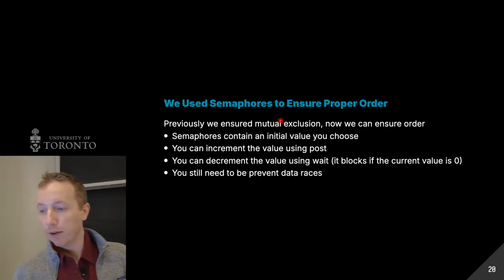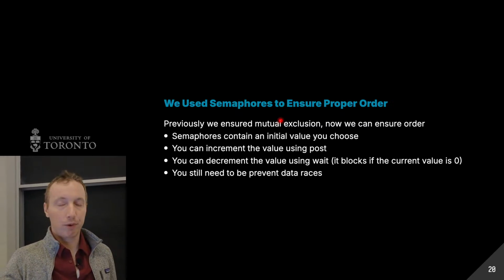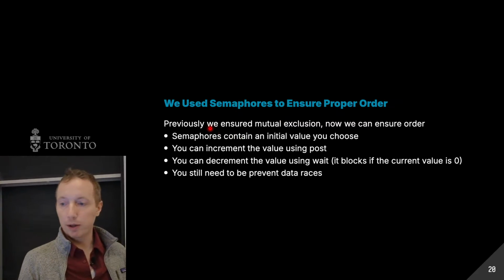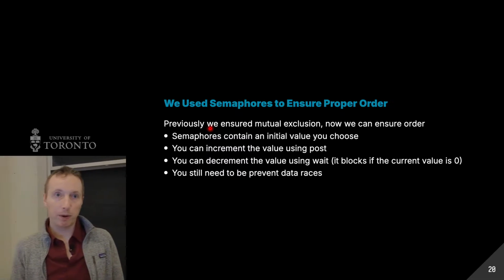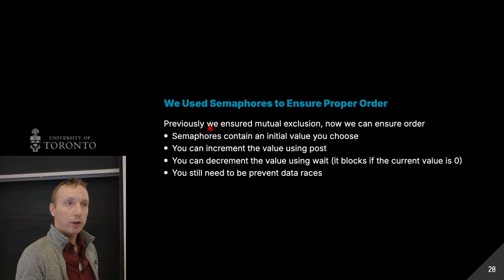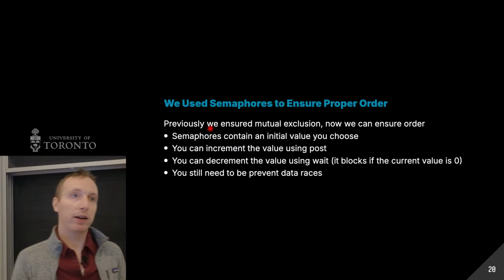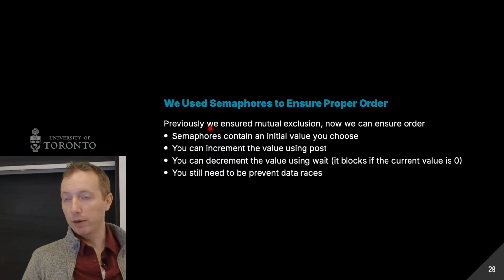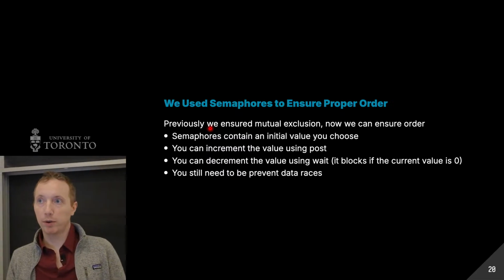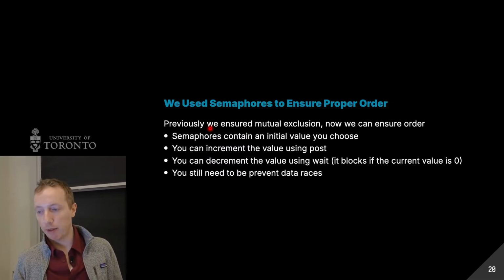semaphores to do that. So semaphores are basically just a number, an unsigned int, or just a whole number. They contain an initial value you choose when you initialize them. They have two atomic operations. You can increment it using an operation called post, or you can decrement it using an operation called wait. The only hitch here is that if the current value of the semaphore is 0, the thread will block until that value becomes greater than 0, so it can decrement it. So that number will never go negative. That is the only extra thing.